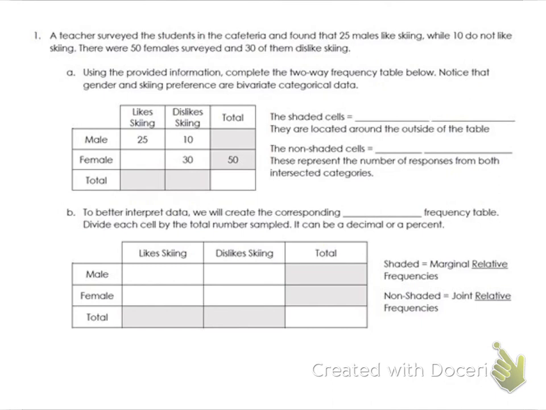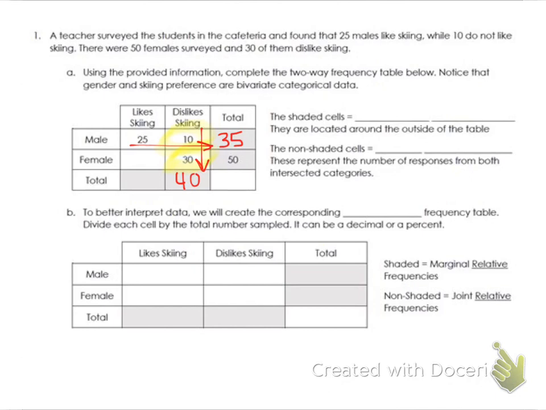Okay, so we don't know how many total students were surveyed, but we can do some basic addition. If you look at dislike skiing, we know that 10 male, and I'll highlight where I'm at right now, and 30 female dislike skiing. In this case, we can just add the total up to find how many people total did not like skiing. So 10 plus 30 would just give me 40. All I'm doing is adding the values up, going down this way. We can also do the same thing for male going horizontally. If we know that 25 male like skiing and 10 of them do not like skiing, that means 35 males were surveyed total.